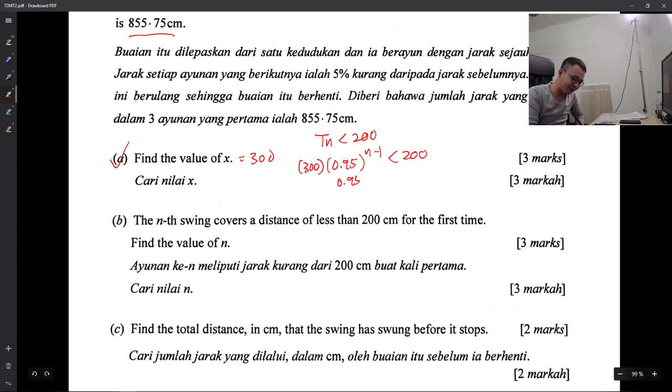So I will just solve this equation. So 0.95^(n-1), the 300 moves to the other side, divide, so we get 2 over 3. And then I will add log for both sides because this is the only way I can take out the power. So when I add the log, I can move the n minus 1 to the front. So (n-1) multiplied by log 0.95 less than log 2/3.